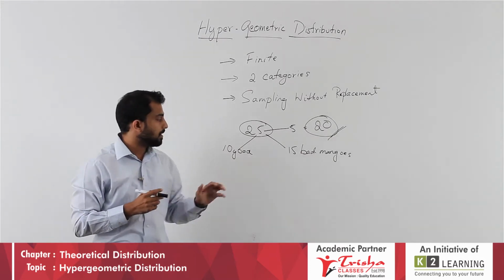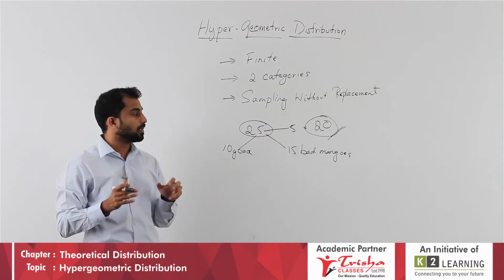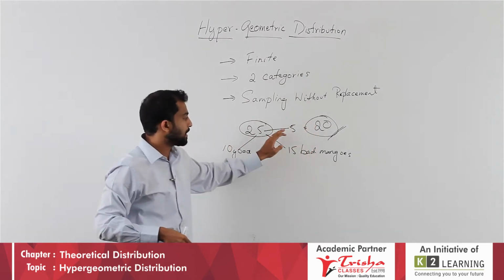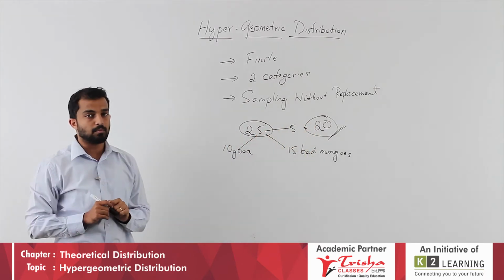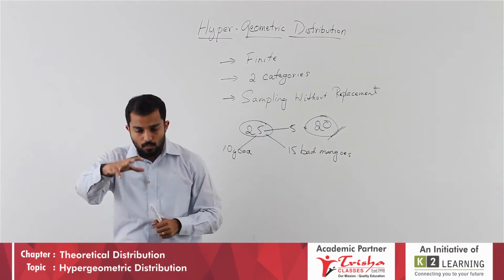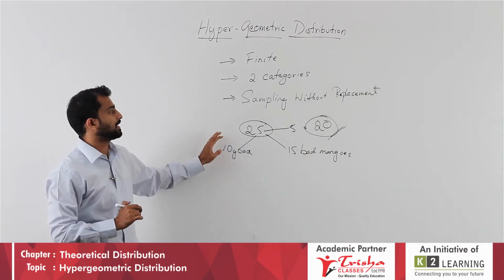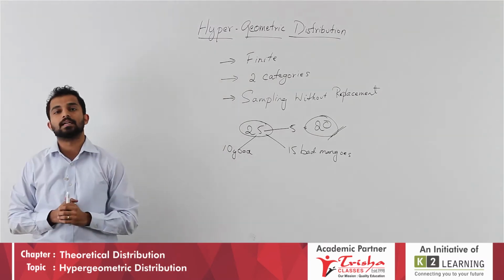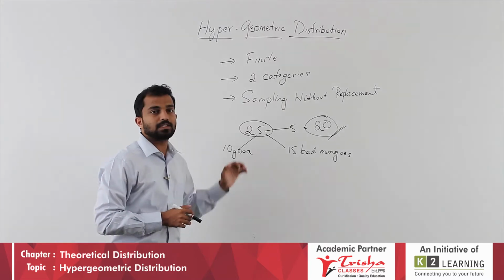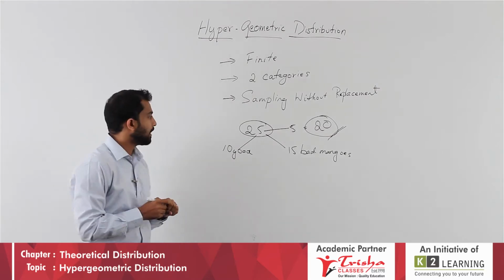That means for the next probability, when I pick up 10 mangoes, the total mangoes will not be 25, it will be only 20 because 5 are already removed. And that is called sampling without replacement. When we remove certain items, we do not replace them back again, and that is the speciality of hypergeometric distribution.